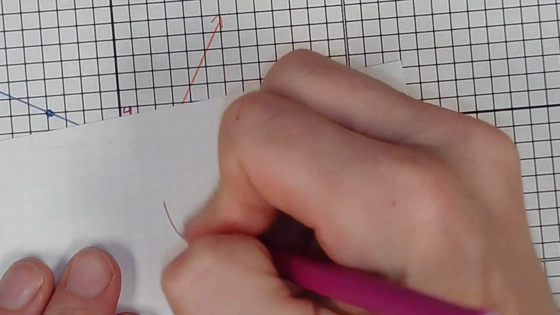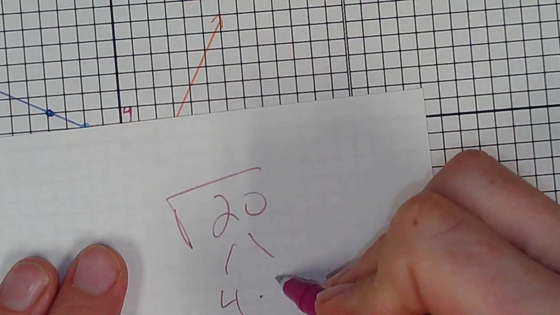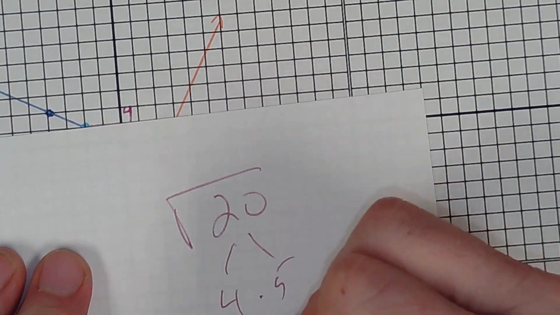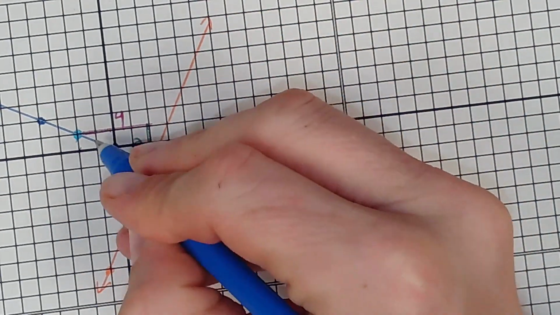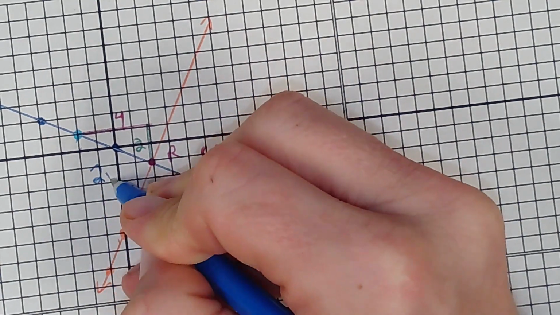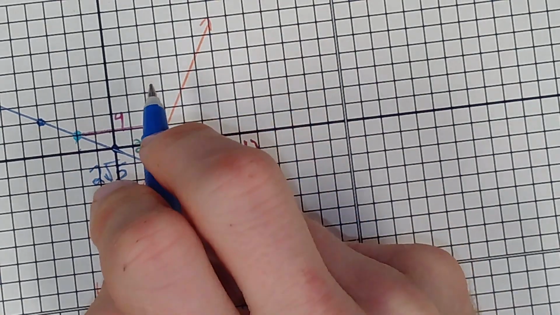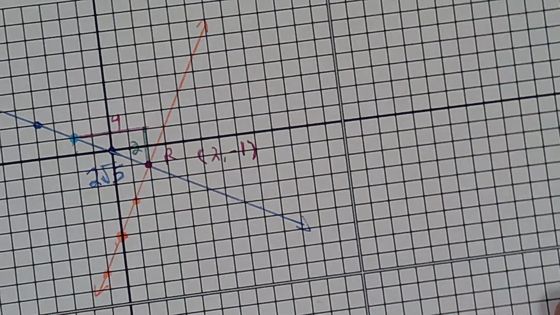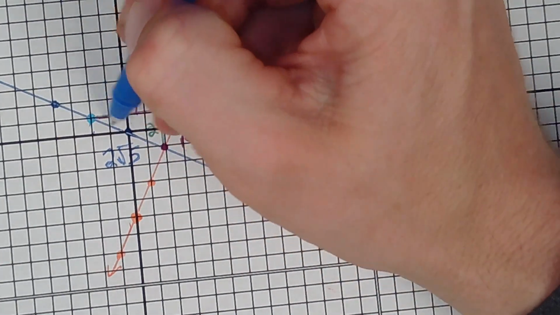Let's see, square root of 20. I got a 4 and a 5. So I got a 2 and a 5. Right? So my hypotenuse is 2 square root of 5. Yep, that's my hypotenuse, 2 square root of 5. That is also the radius of my circle.